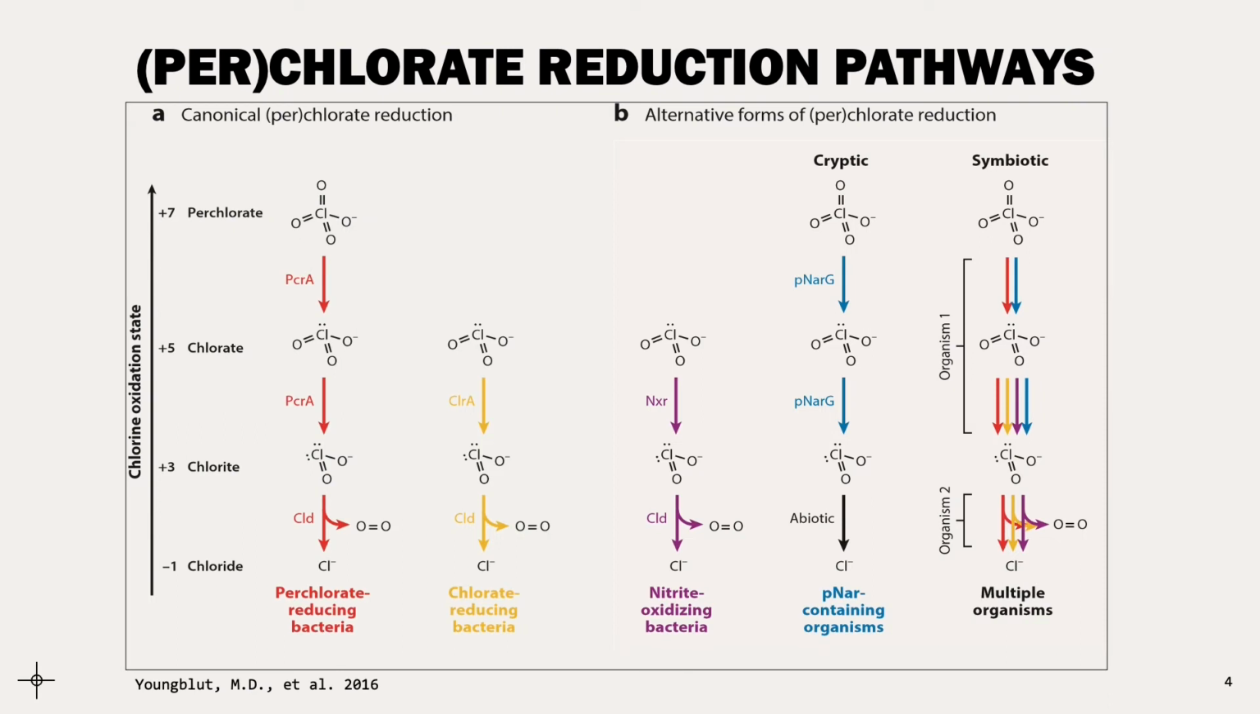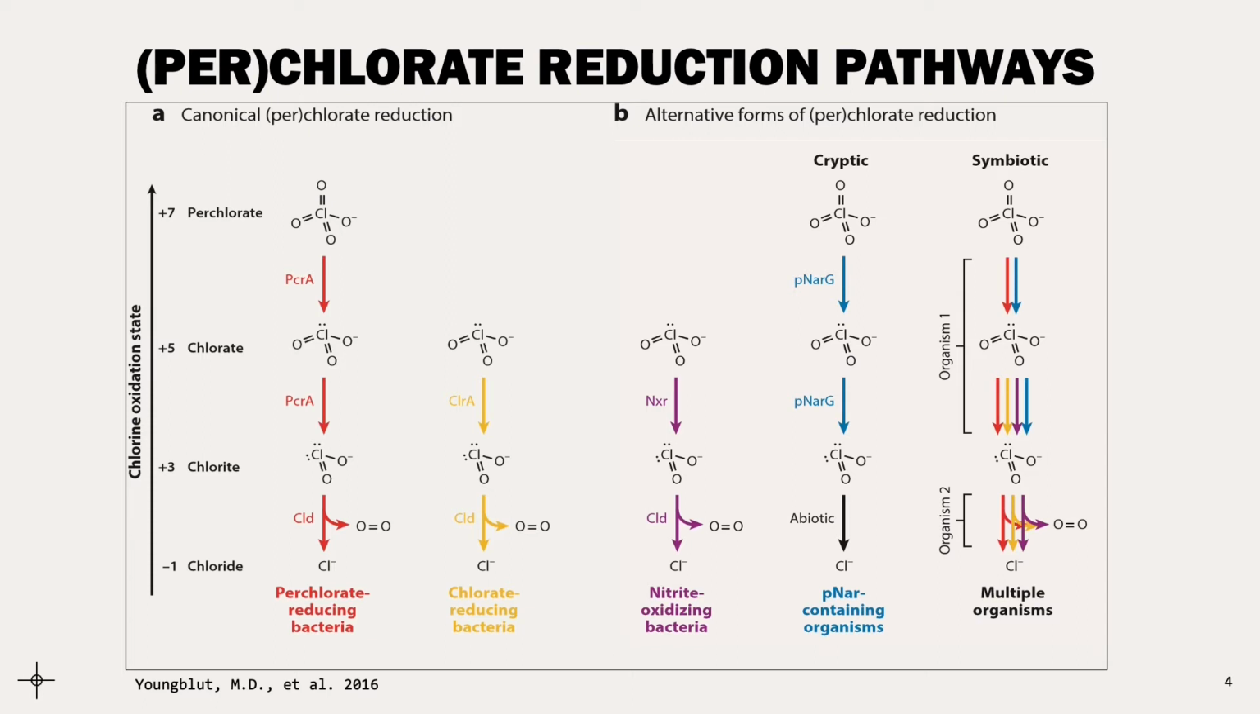This picture shows the different perchlorate reduction pathways, including the enzymes and how it breaks down. There are known different reduction pathways, which include canonical, symbiotic, and cryptic. The common perchlorate reduction pathway is canonical perchlorate reduction, which includes specific enzymes, PcrA, known as perchlorate reductase, and Cld, known as chlorate dismutase. The Cld enzyme is also present across chlorate-reducing bacteria and nitrate-oxidizing bacteria, which also uses Nxr, which is another type of enzyme, plausibly only specific to nitrate-oxidizing bacteria.